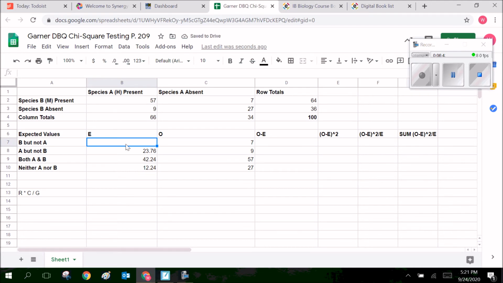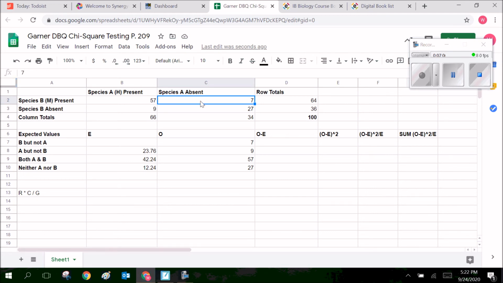Okay, so B but not A, if we look at it, is going to be this one over here. So we say B is present but not A. A is absent. It's going to be this cell right here. This is the observed value, right? 7 is the observed value that we are ascribing to B is present but not A.